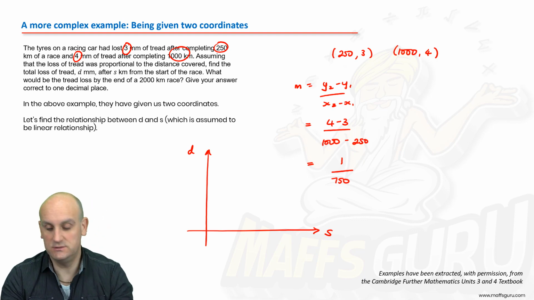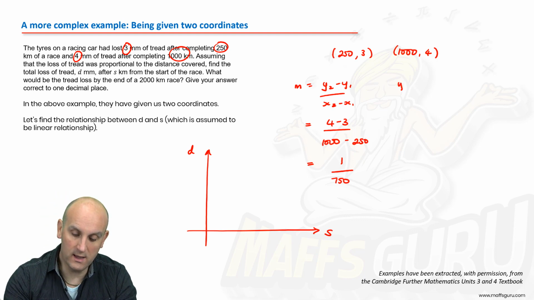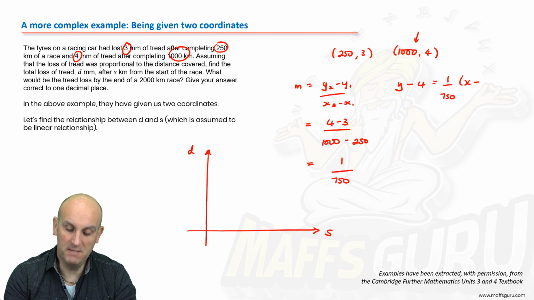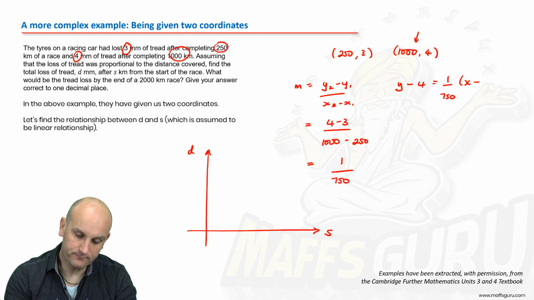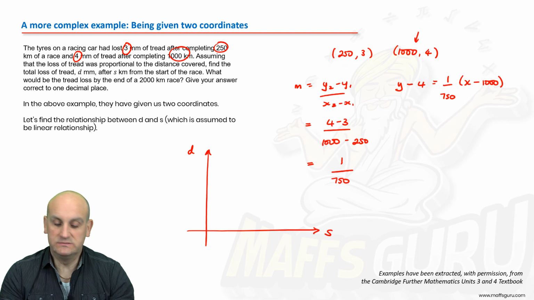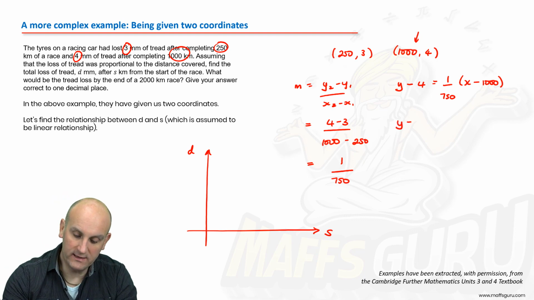So now I'm going to substitute that into my equation, and I'm going to get y minus y1. So let's use this one. I'm going to use this coordinate here. Y minus 4 is equal to the gradient 1 on 750 times x minus x1, which is 1,000. Right, now, ooh, this is gross. Let's add 4 to both sides. Get 1 on 750, x minus 1,000 and plus 4.